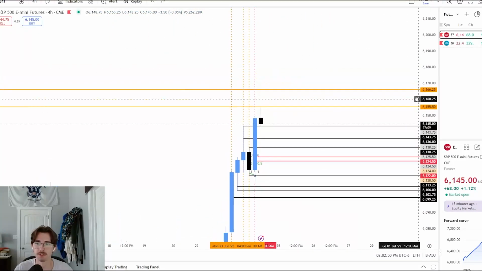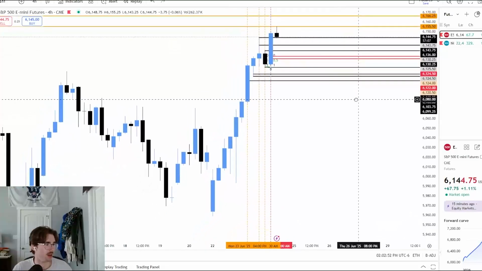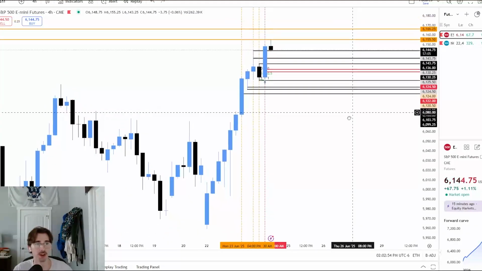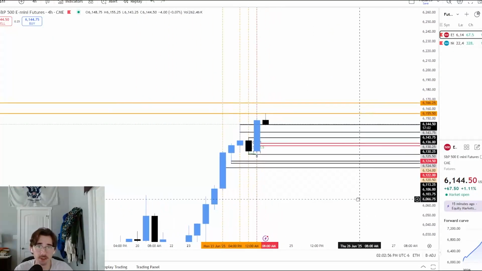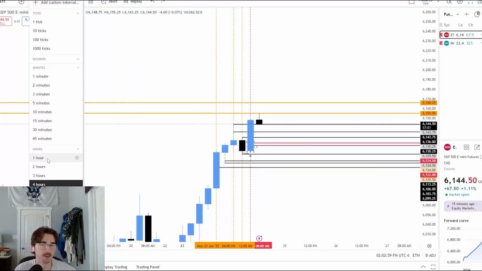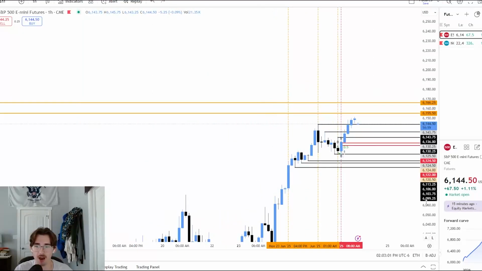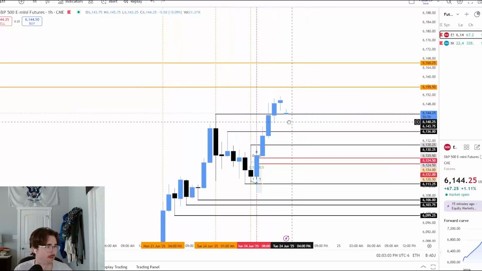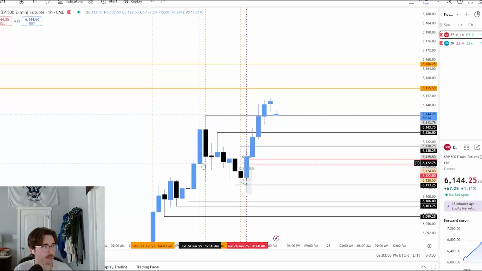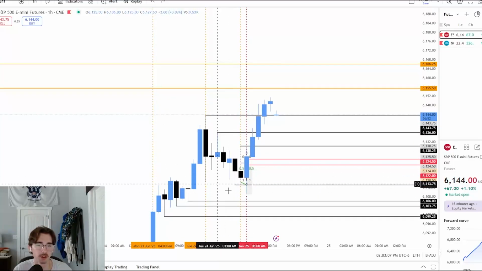We'll start off super simple, right? Price just ripped yesterday, so I was obviously bullish today. I thought that was going to continue, and it has. On the 1 hour, super similar. Coming in at market open, it looks like we were bearish, but we were still bullish. We were still maintaining bullish structure.